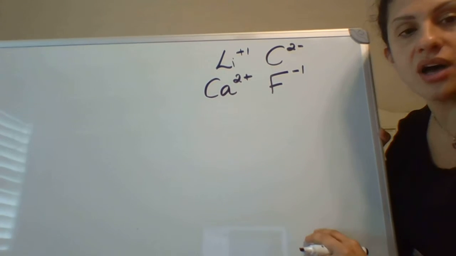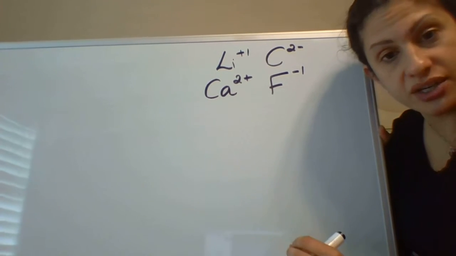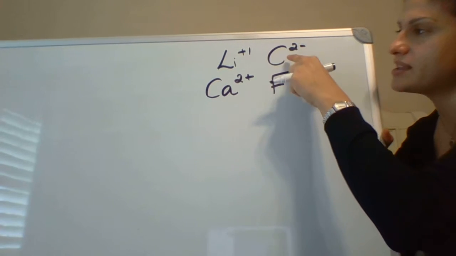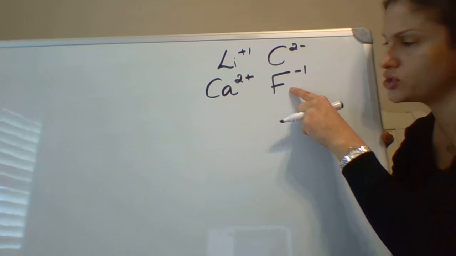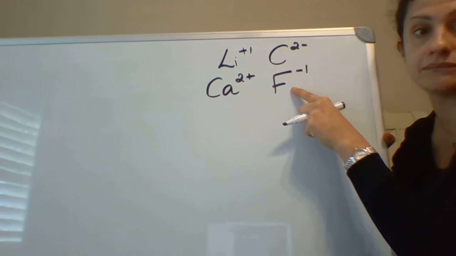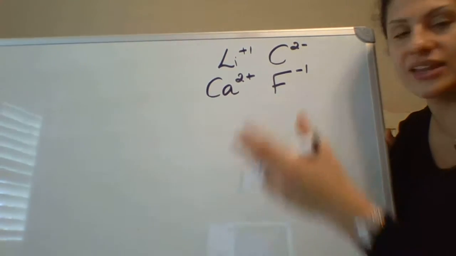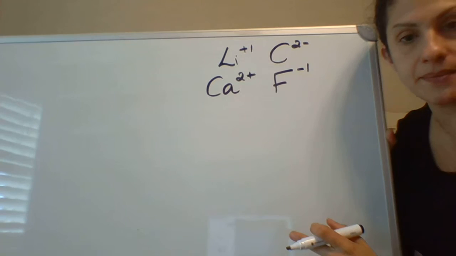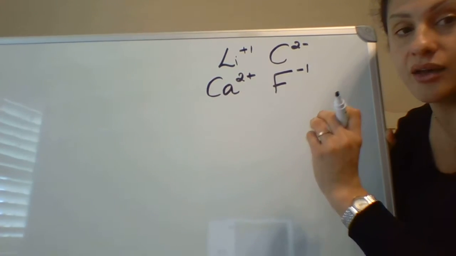We are going to now talk about ionic bonding. This is a reaction because carbon and fluoride, we said that carbon needs to gain 2, fluoride needs to gain 1. Okay? Well, where do they get them from? Where can carbon get those 2 electrons? Where can fluorine get that 1 electron? That is now using ionic bonding.